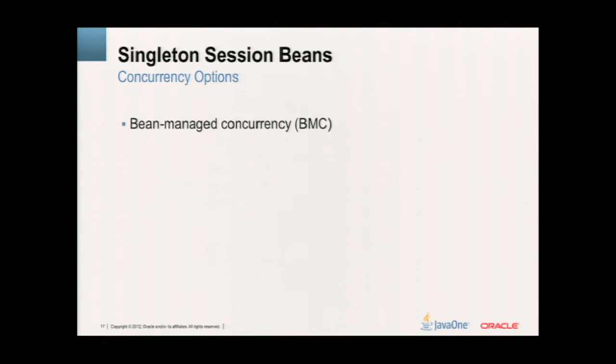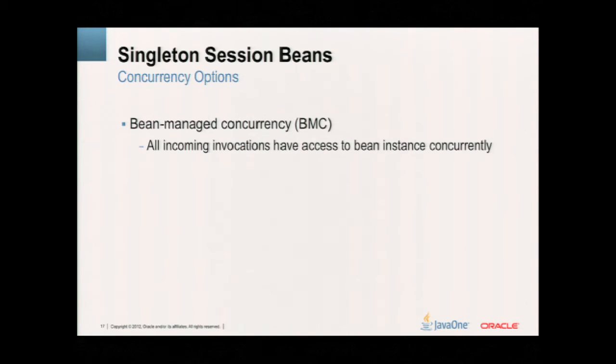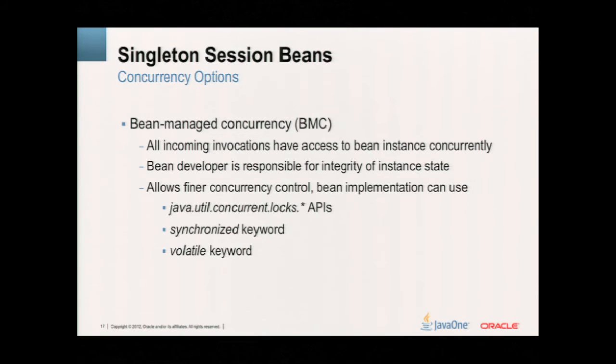So the other option is bean managed concurrency. With bean managed concurrency, the container does not do any locking. So any incoming invocations will get access to the bean, and it's really up to the bean code or bean developer to make sure that the instance state is accessed in a thread safe fashion and mutated in a proper fashion too. So he can use any of the options here. He can use Java util concurrent lock APIs or synchronized or volatile or any other mechanism that he sees fit to make sure that the bean state is handled correctly for concurrent usage.